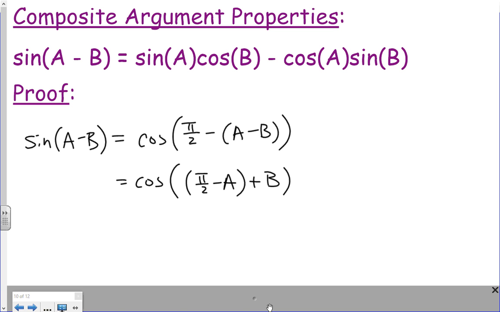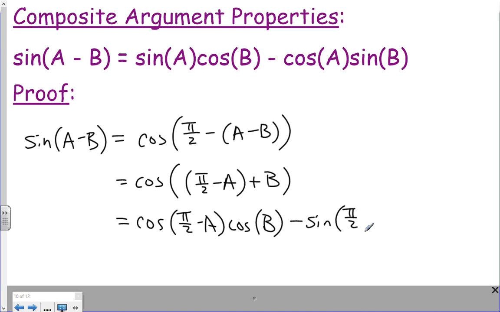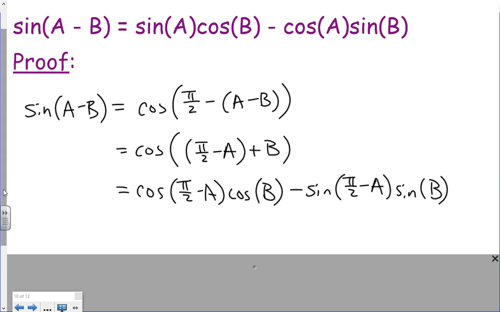So let's just rewrite that, what it's equal to. The cosine of the first angle, pi over 2 minus A, times the cosine of the second angle, which is B, and then minus, remember the sign changes here for cosine, minus the sine of the first angle, pi over 2 minus A, times the sine of the second angle, which is B. That's pretty close to what we're trying to prove, but I need to get rid of these pi over 2 minus A's. I got to somehow get rid of those.